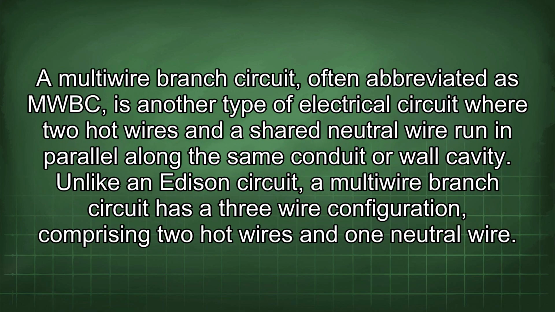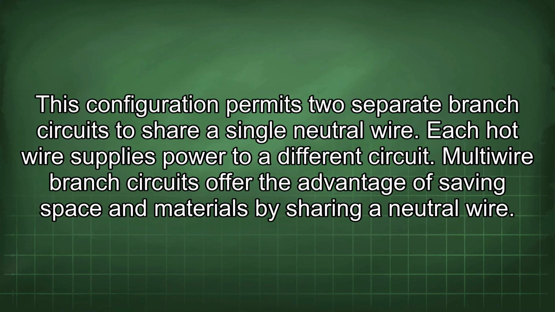A multi-wire branch circuit, often abbreviated as MWBC, is another type of electrical circuit where two hot wires and a shared neutral wire run in parallel along the same conduit or wall cavity. Unlike an Edison circuit, a multi-wire branch circuit has a three-wire configuration comprising two hot wires and one neutral wire. This configuration permits two separate branch circuits to share a single neutral wire. Each hot wire supplies power to a different circuit.